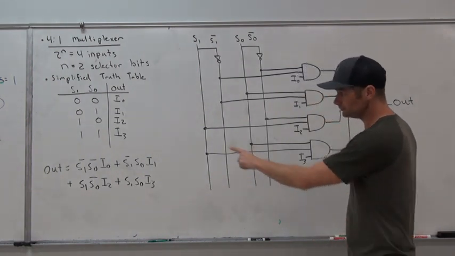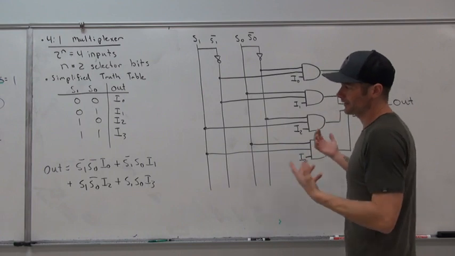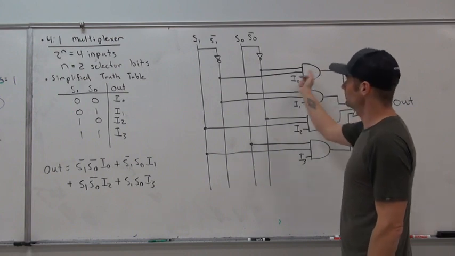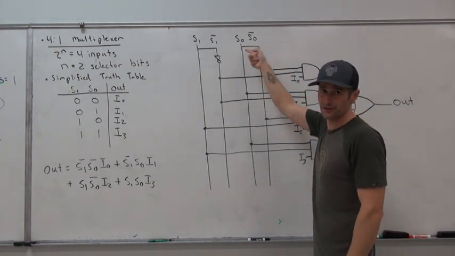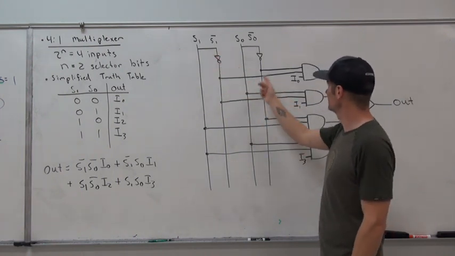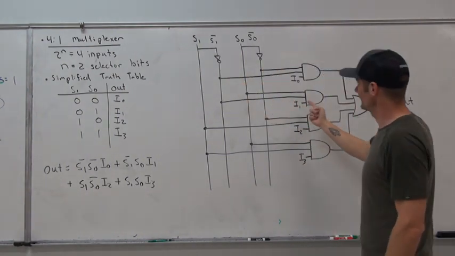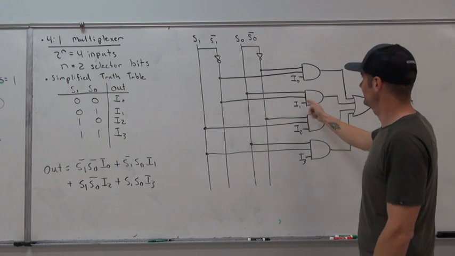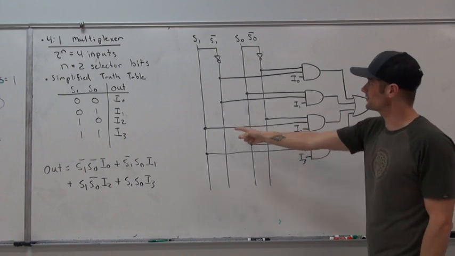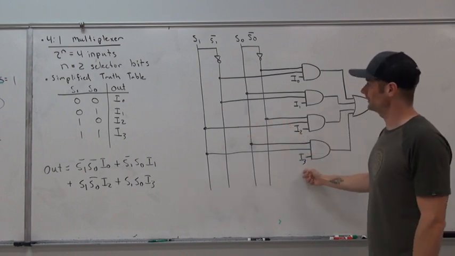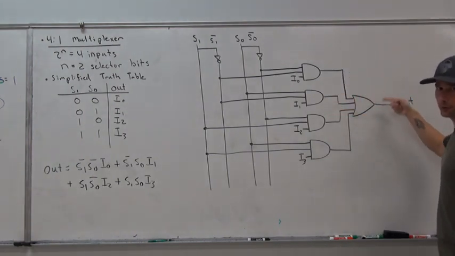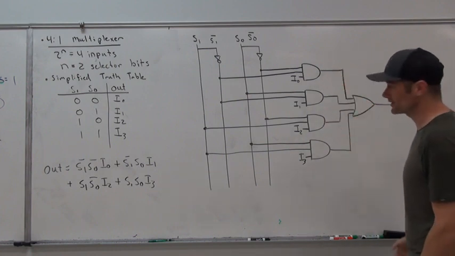So if we look here, first part was S1 bar, ANDed with S0 bar, and then ANDed with I0. Sure enough, we have an AND gate here with I0. We pull off S0 bar, which is S0 inverted, and same thing with S1 bar, which is S1 inverted. Then for I1, it's ANDed with S1 bar as well as S0. And sure enough, with I2, we get S1 and then S0 bar, and with I3, we get S1 and then S0. Then we OR all the outputs from each of the 4 AND gates together, and therefore we get an output.